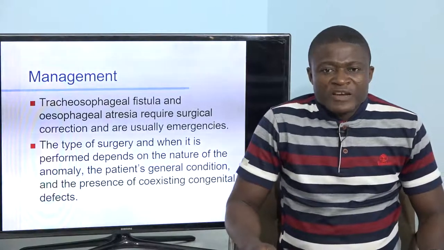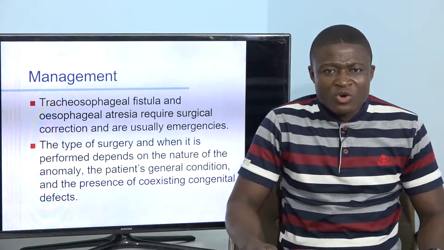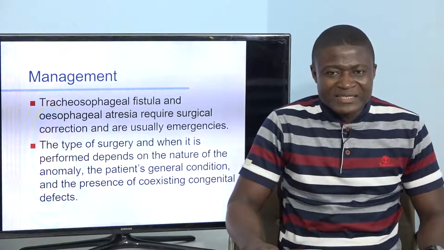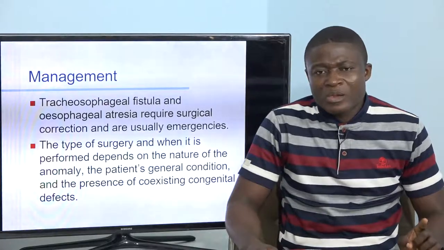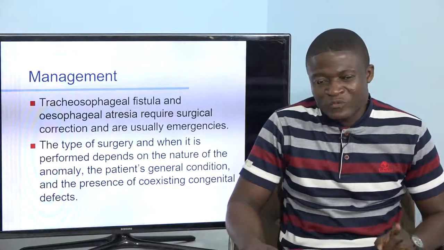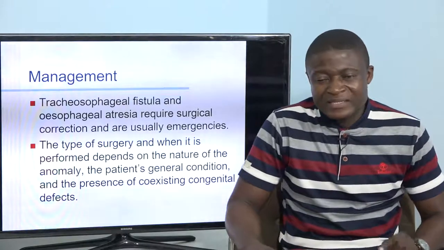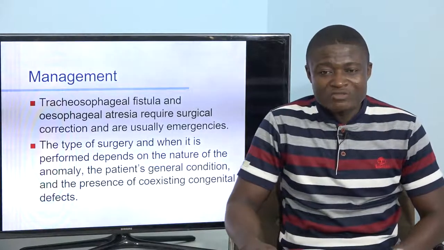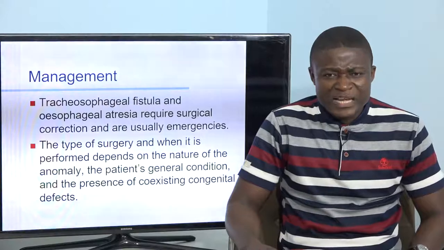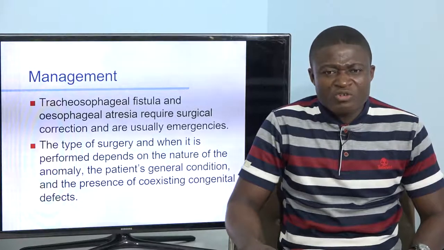Management. In tracheoesophageal fistula and esophageal atresia, it is required that surgical correction is usually done, and these are emergency surgical operations. When we talk about the tracheoesophageal fistula, that is when the esophagus is fistulated or connected to the trachea. This is an emergency surgery, simply because if it is not done, anything that the child feeds is going into the lungs, and that child can die within minutes. The type of surgery and when it is performed depends on the nature of the anomaly, the patient's general condition, and the presence of coexisting congenital defects.